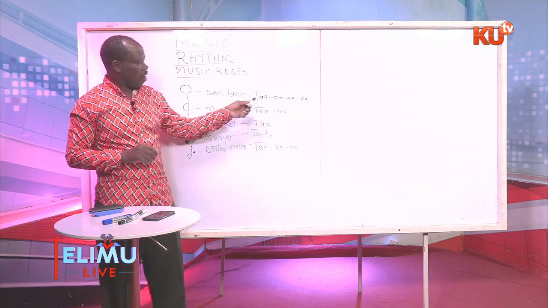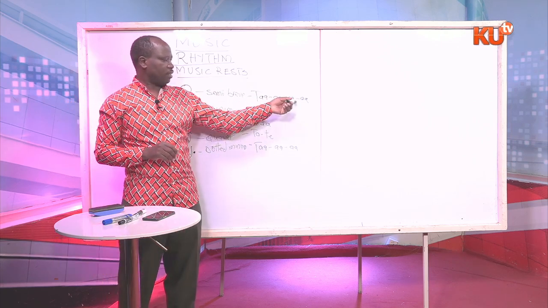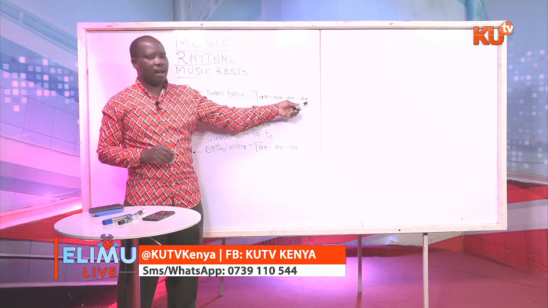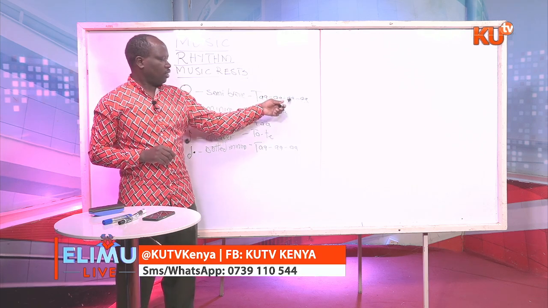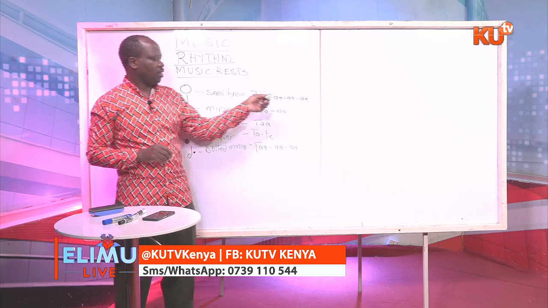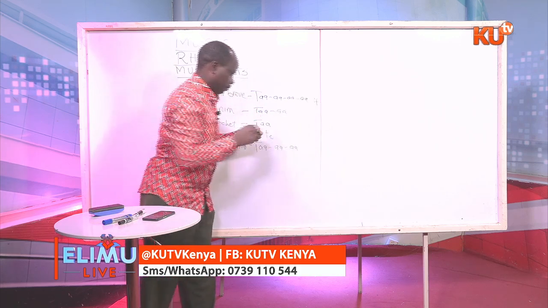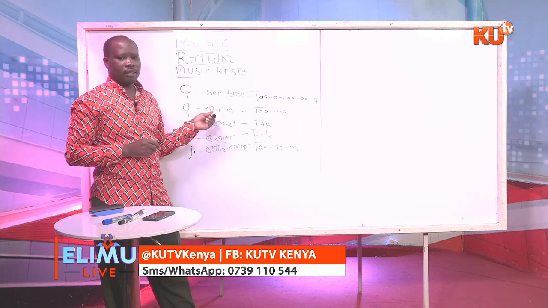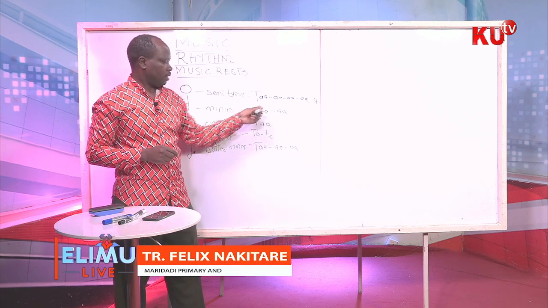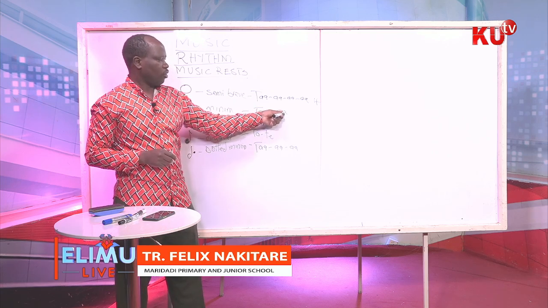So they give us how many beats are in each of the notes. And once knowing the number of beats, then we can know the value. So ta a a a, 1, 2, 3, 4 means that our semi-breve has 4 beats. For the minim, the rhythm name is ta a. Ta a is equivalent to 1, 2. Therefore, 2 beats.